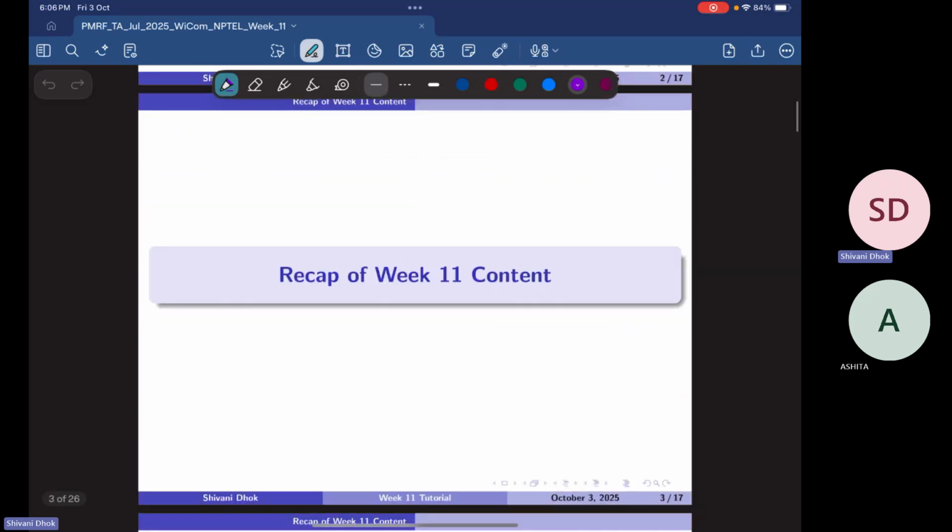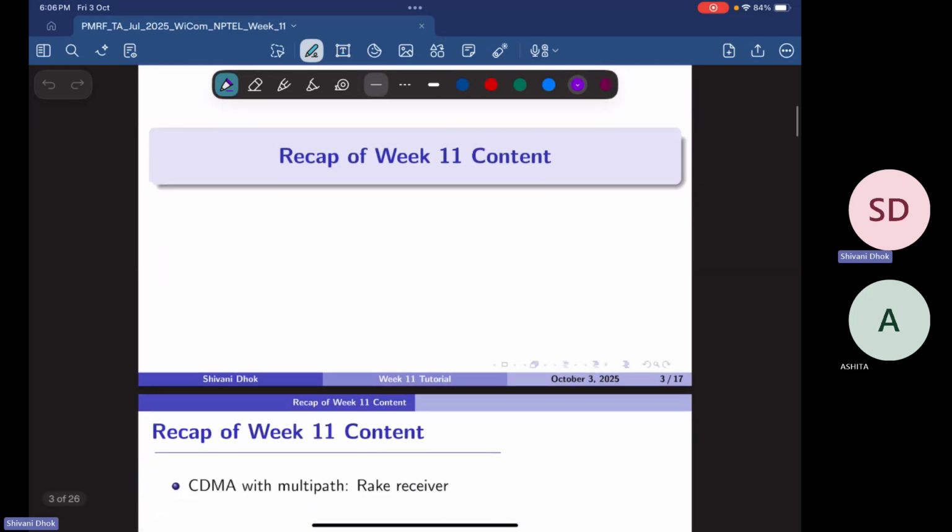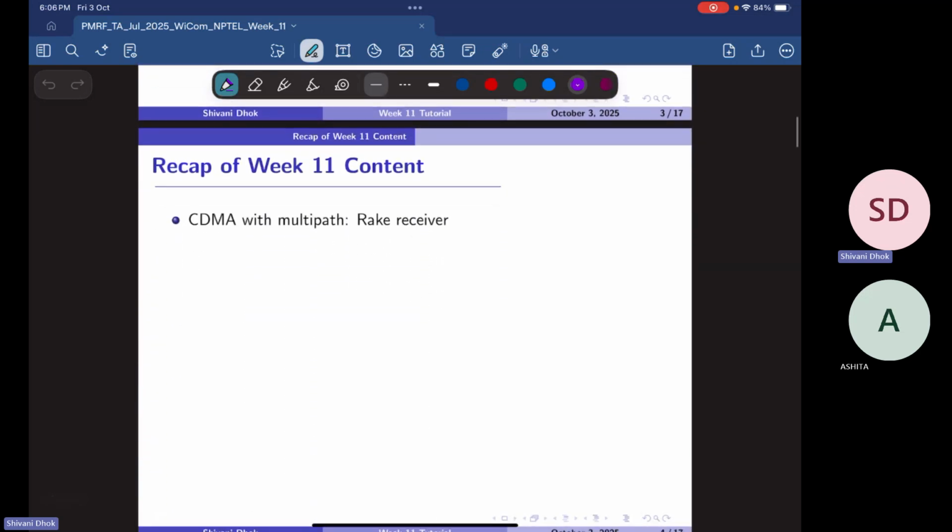Okay, so let's start with the recap of week 11 content. In this week we continued with our discussion of CDMA, but now we moved on to look at multipath, how CDMA works with multipath and multi-user. First, we looked at the CDMA with multipath scenario, and how to demodulate or decode the data that we are receiving through CDMA. The receiver that we looked at to do so was the rake receiver, which is a matched filtering based receiver.